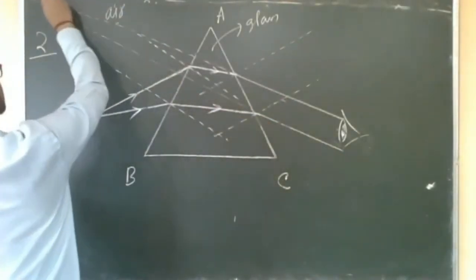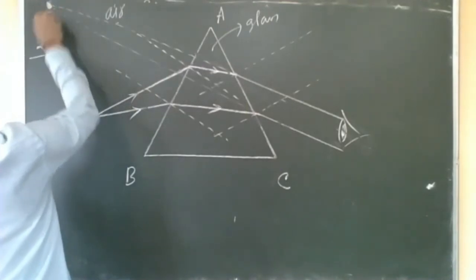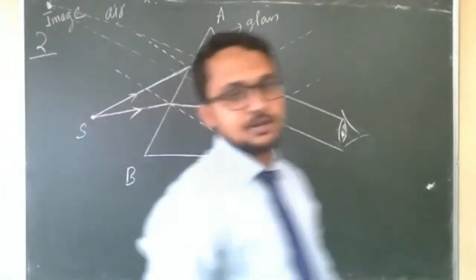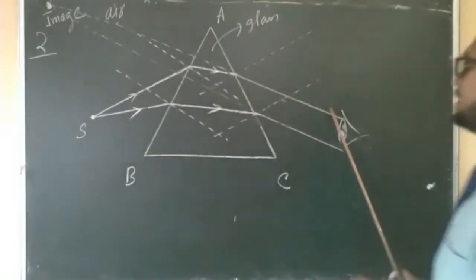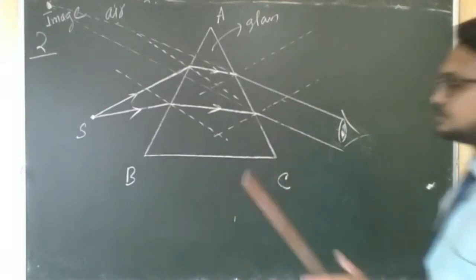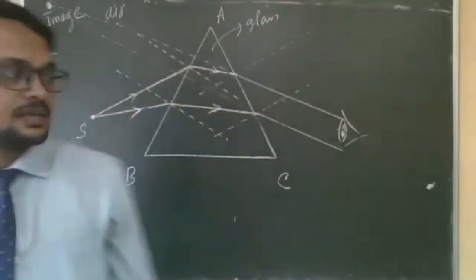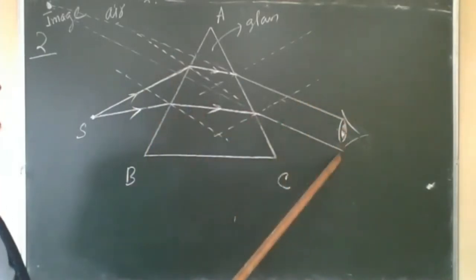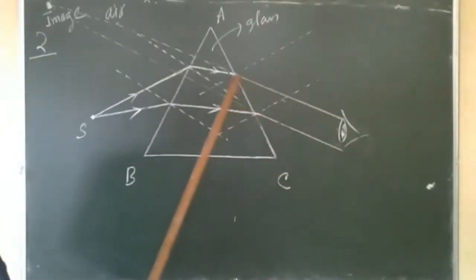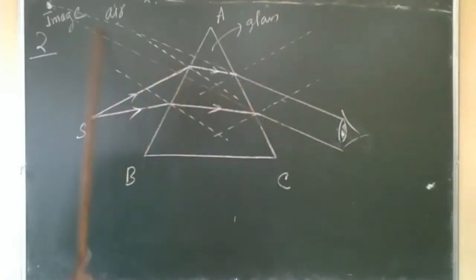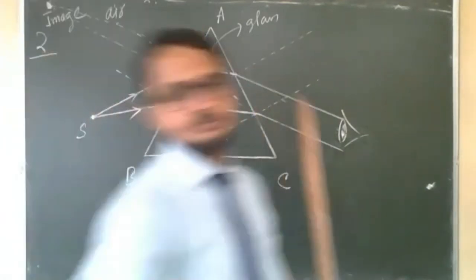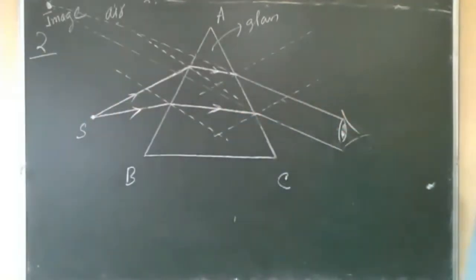Somewhere they will meet, and that will be the image. Finally, these two rays will diverge. They will not meet at a point. Diverge means that at this end the image will not be formed. So extrapolate the two final emergent rays in the backward direction. Somewhere they will meet. That will be the image position. Is it clear?